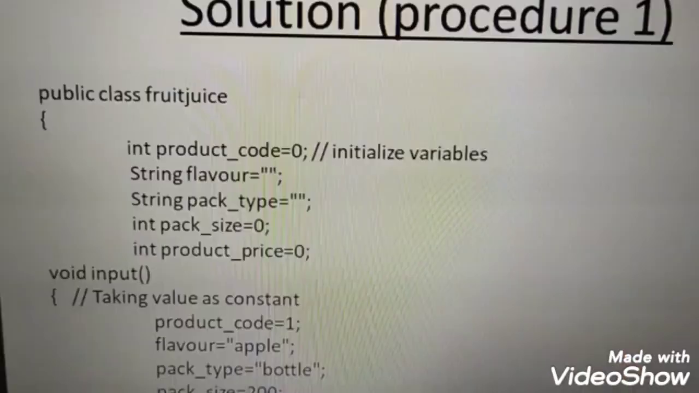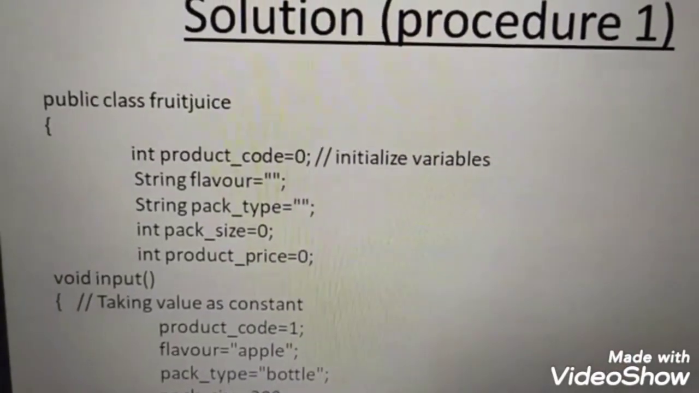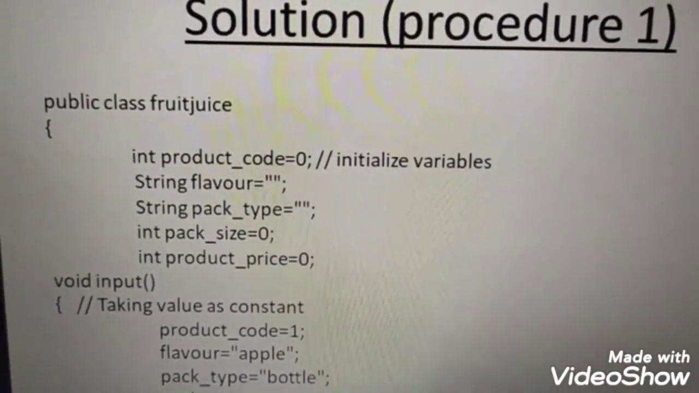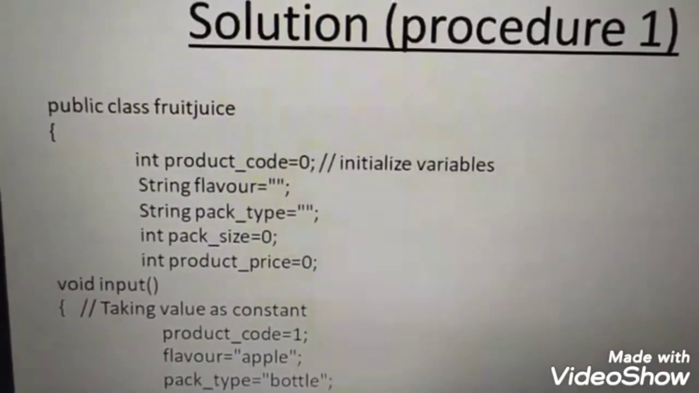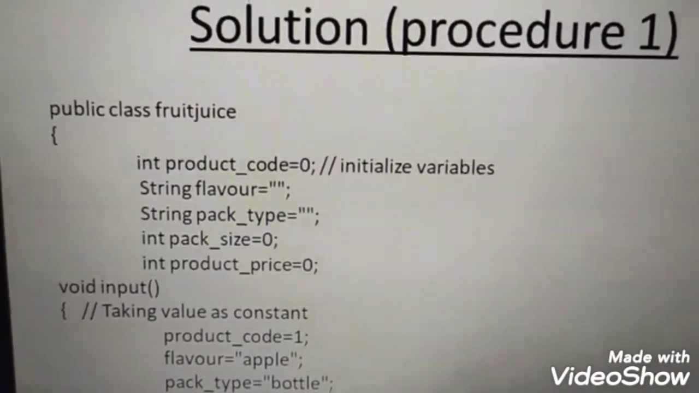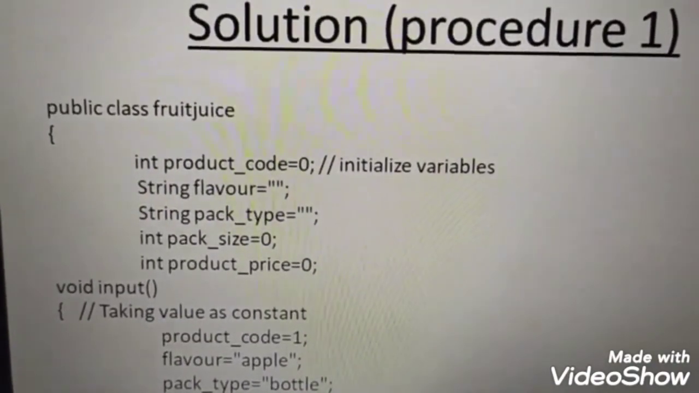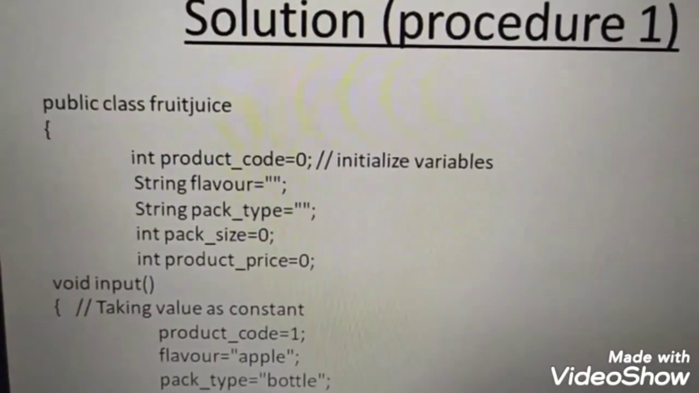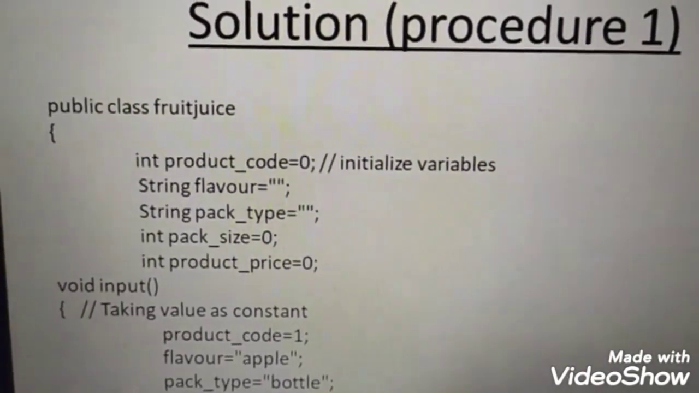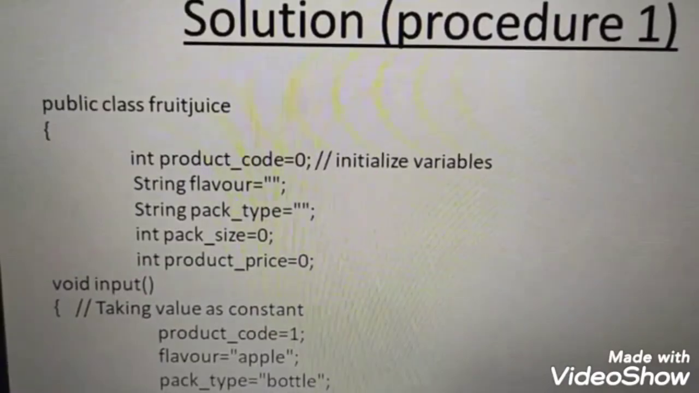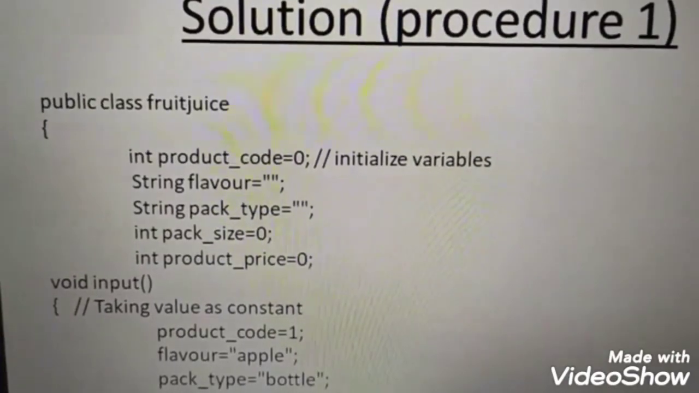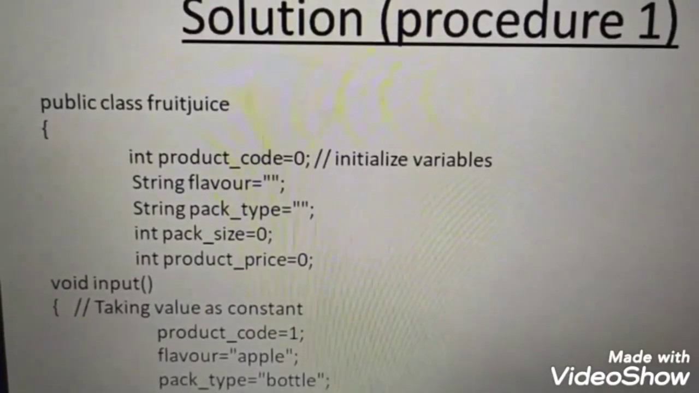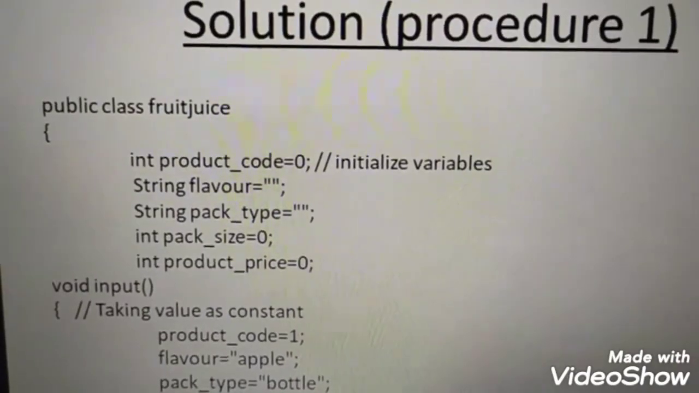Okay, in the program here, the name of the class is FruitJuice. The first step is over, defining the class. Then initialization of the variables is the second step. So here you see how we have initialized. Product code is equal to 0, flavor is equal to double quotes, pack size is equal to 0, product price is equal to 0, but pack type is double quotes.